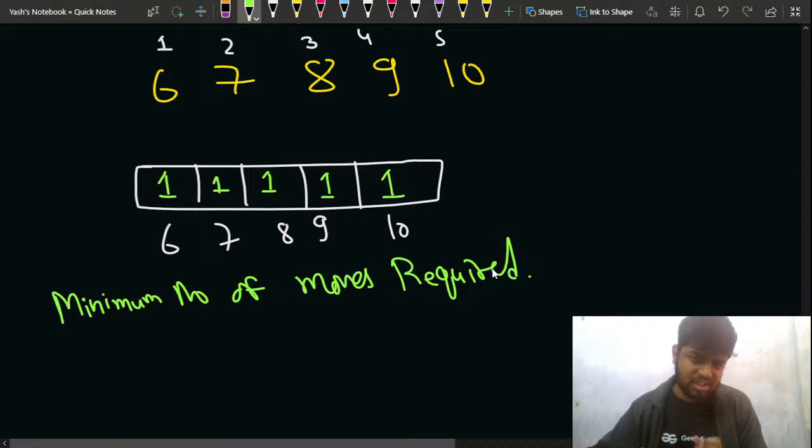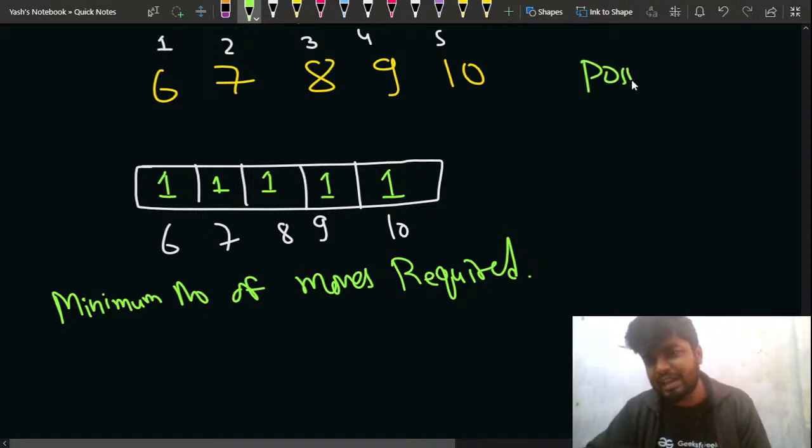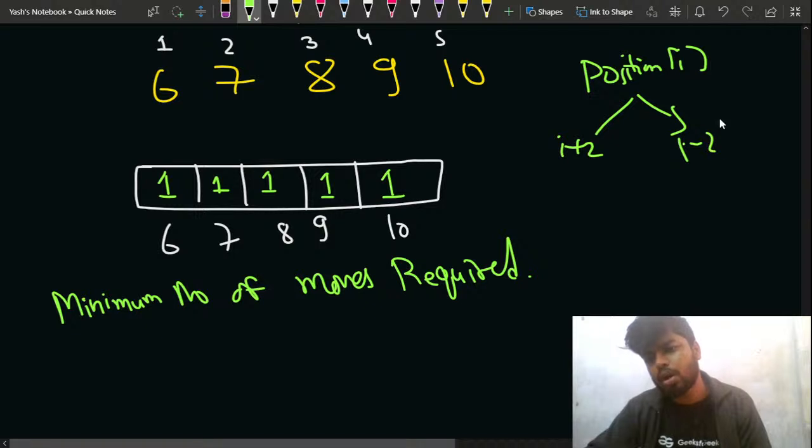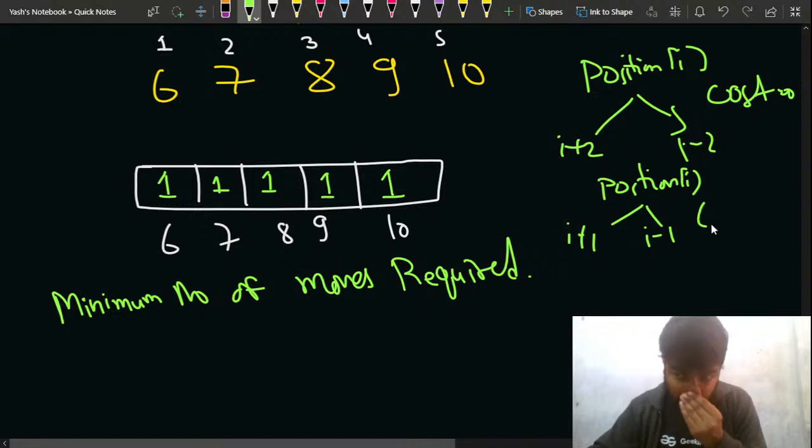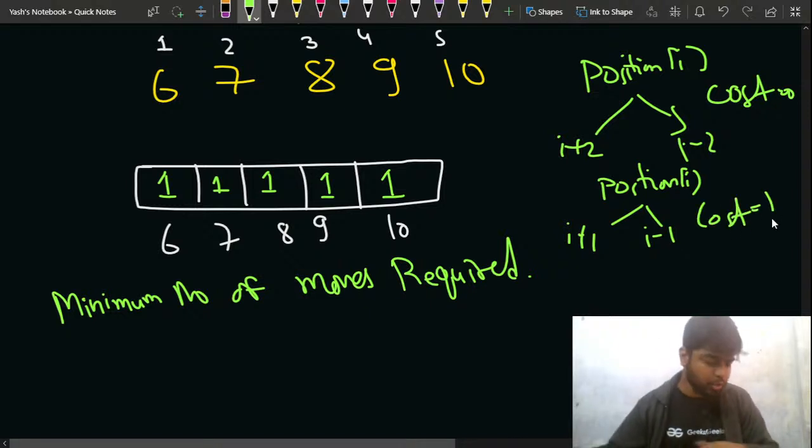For a particular position I, you can change your position to I plus 2 or I minus 2 and pay a cost of 0. Or you can change your position from I to I plus 1 or I minus 1, and in this way you pay a cost of 1, right? What should you do? What will be the minimum cost for this one? Can someone in the chat tell me?